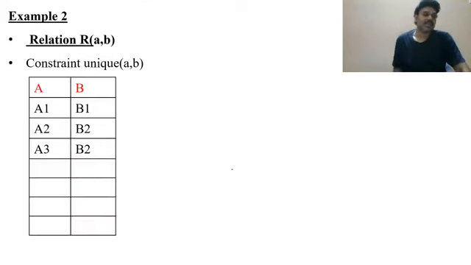Check, friends, whether the following values are correct or not when the unique key is defined on AB. First one correct as non-redundant, second one is correct as non-redundant, third one is correct as non-redundant.